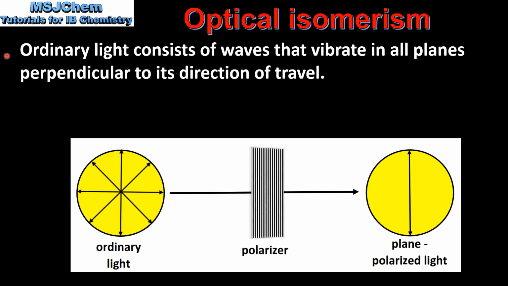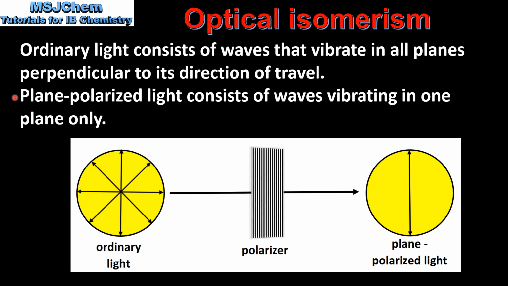Ordinary light consists of waves that vibrate in all planes perpendicular to its direction of travel. So here we have ordinary light, which consists of electromagnetic radiation that vibrates in all planes. Plane polarized light consists of waves vibrating in one plane only. When ordinary light passes through a polarizer, the waves vibrate in only one plane. In this case, it's the vertical plane, and we have what's known as plane polarized light.